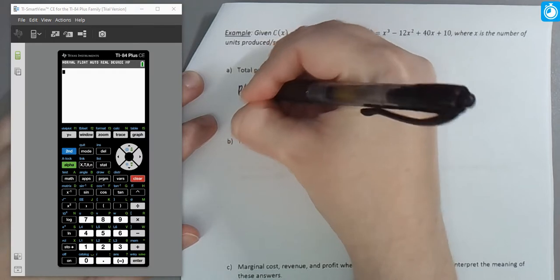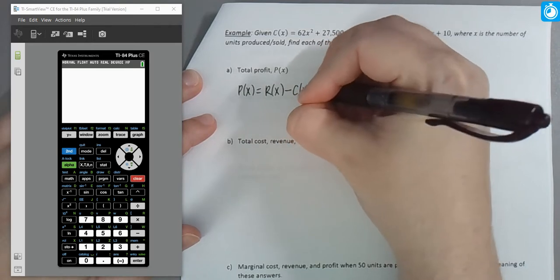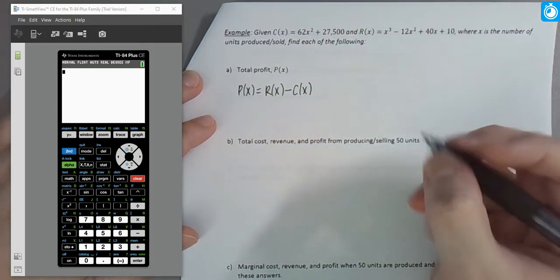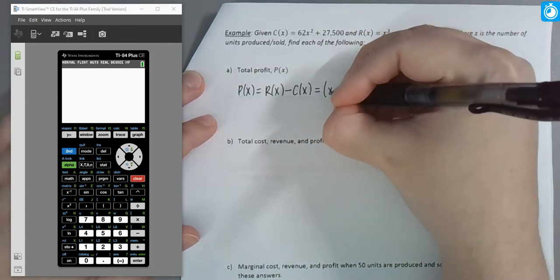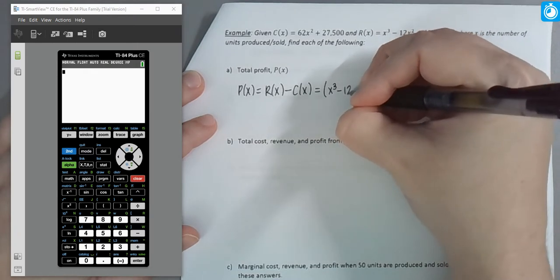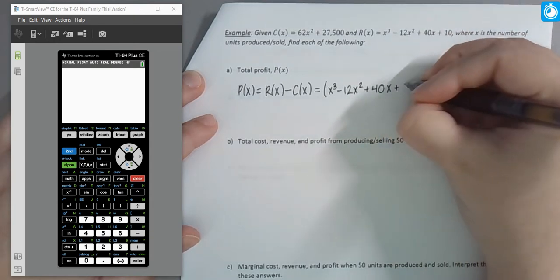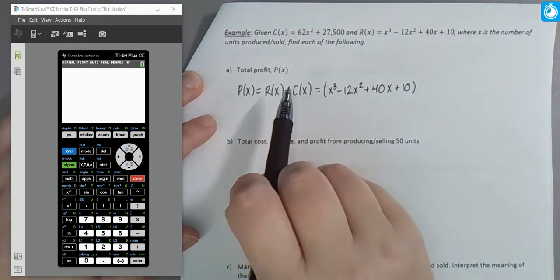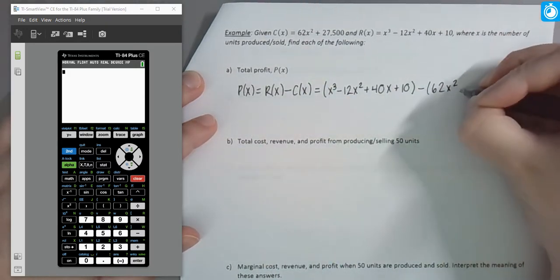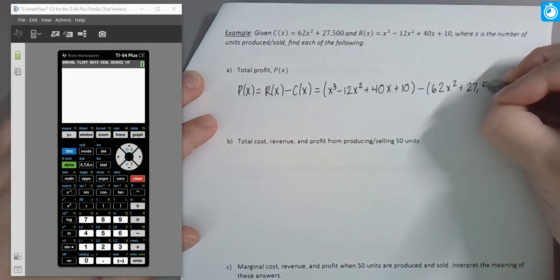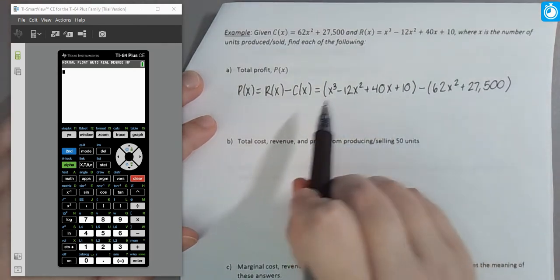So profit is going to be revenue minus cost. And so we just evaluate that with our particular expressions. So revenue is cubic, so x cubed minus 12x squared plus 40x plus 10, and then we're subtracting cost, so minus 62x squared plus 27,500. Okay, so now we're just combining our like terms.